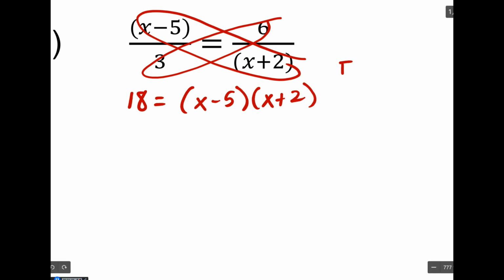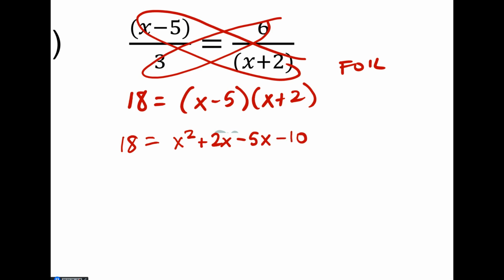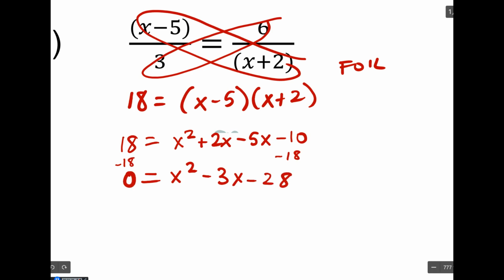So we have to FOIL this out. So 18 is going to equal x squared minus 5x, first outer, so plus 2x, inner minus 5x, last negative 10. So I have x squared minus 3x, right? 2x minus 5x. I'll subtract 18 on both sides, minus 28 equals 0. So I did 2 steps in one. I combined the 2x terms on the right side, then I moved the number from the left side to the right side. Okay, and this is the point we get stuck on.